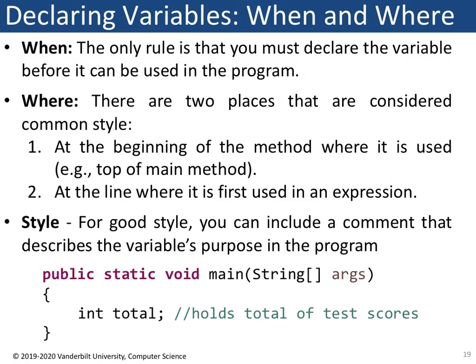So as far as the style, notice down here in this example, you should always include a description of the purpose of the variable in the program. So we've got a main method, public static void main, and then at the top of our main method, which is the method in which we are going to use this variable, we have declared the variable named total of type integer, and we end the declaration with a semicolon, and we have given a comment to say that it's going to hold the total of test scores.